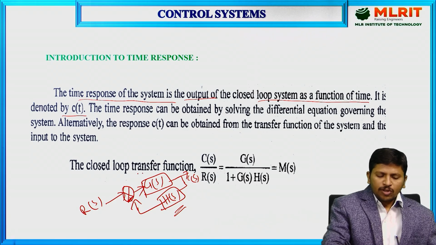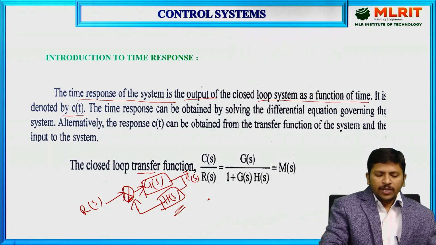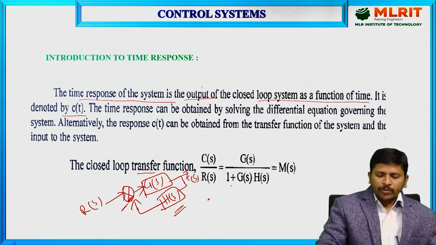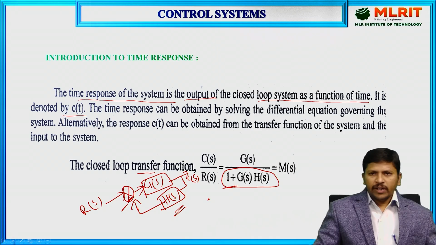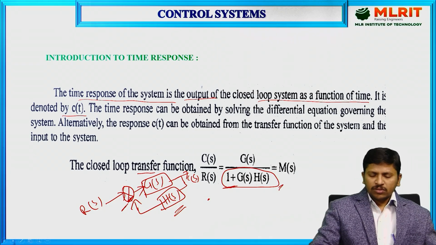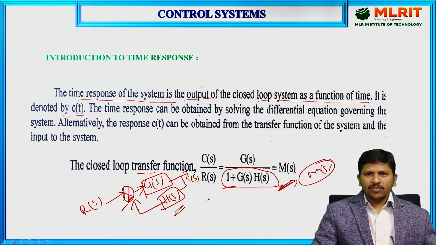The closed loop transfer function C of S divided by R of S is equal to G of S, the open loop gain, divided by 1 plus G of S into H of S. Since it is negative feedback, the opposite sign is considered. This is the transfer function, and I am going to denote it as M of S. This is our closed loop transfer function.